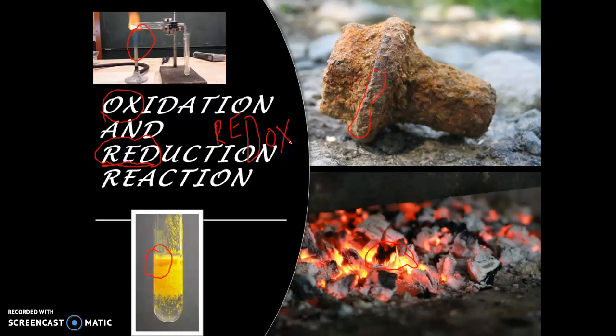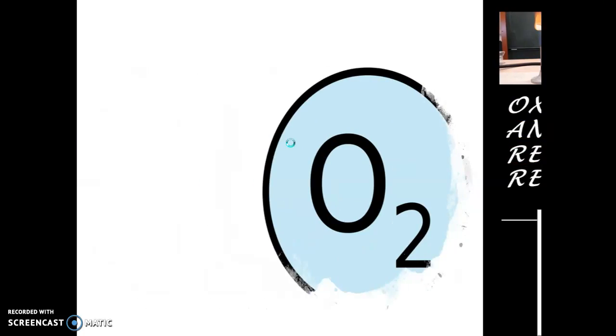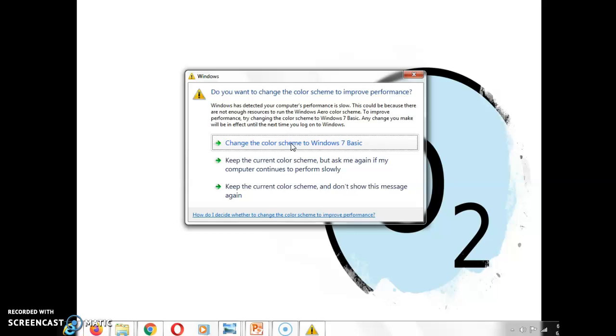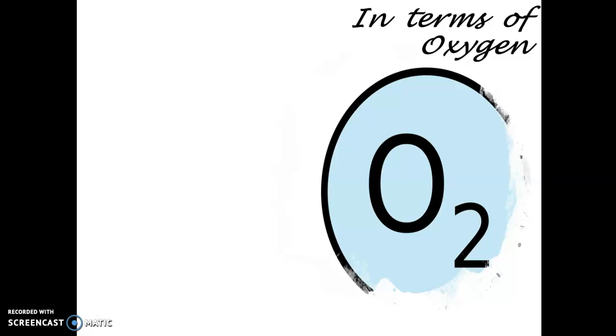Good. Now we can define oxidation and reduction reactions or redox reactions in different terminologies, and that's why it is one of the most common types of reaction we have in chemistry, and extensively in organic chemistry also. Now, we can begin by defining in terms of oxygen. As you can see here, we can define in terms of oxygen. And when we want to define in terms of oxygen, let us begin with oxidation.